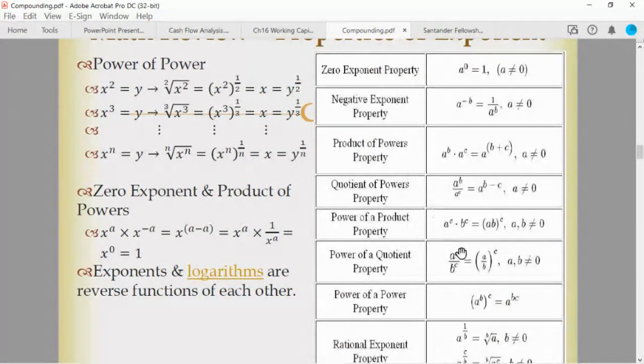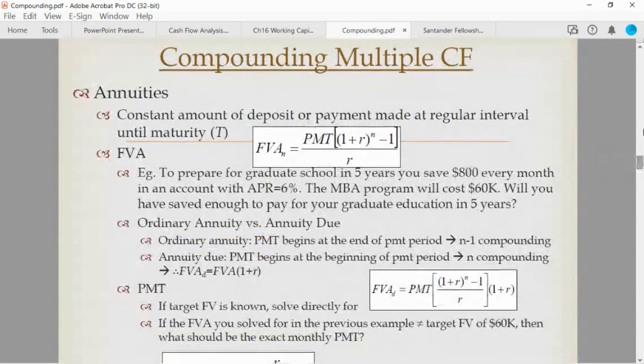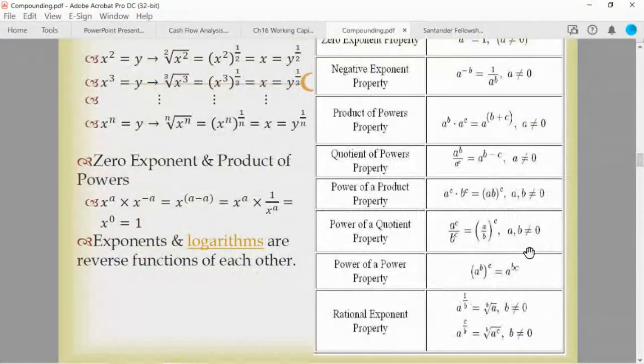Okay, and also there are many properties. One of the properties is this power of power, right? X raised to B raised to C is A to B times C. Whereas A raised to the B times A raised to the C is A raised to B plus C. I mean, let's do a very simple experiment.